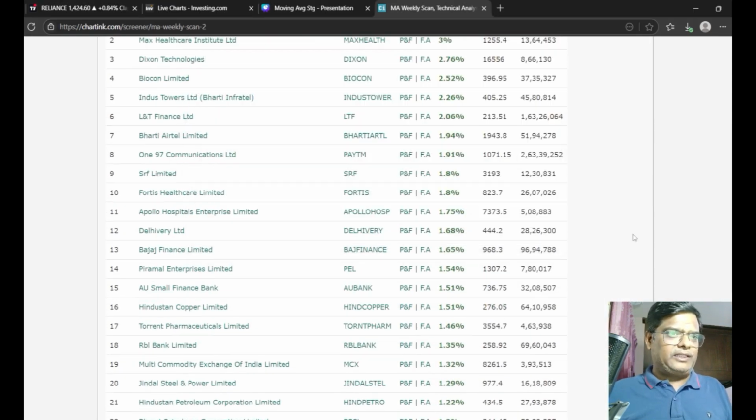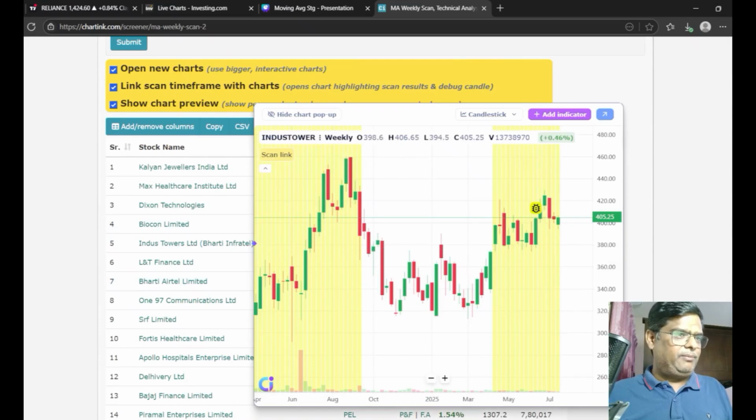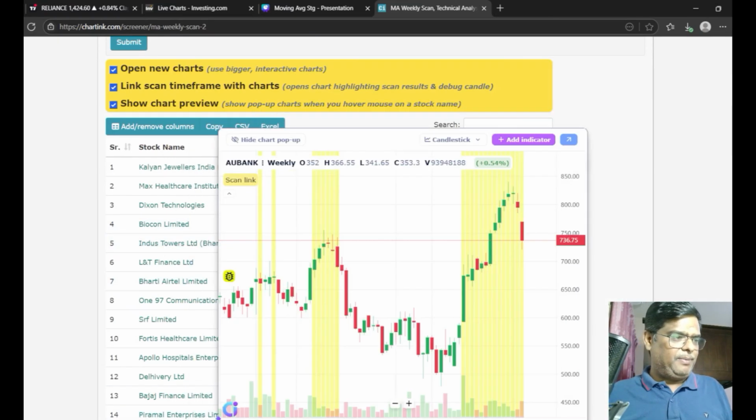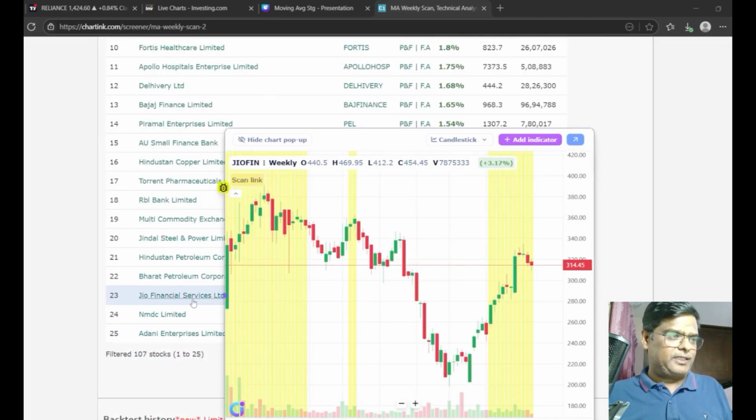Biocon, these are all good stocks. Biocon Limited, you can see here itself the trend is already going up. You can see here, it has already gone up and it's coming for a pullback. Jio Finance is already given an uptrend.